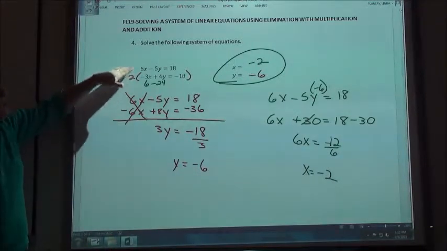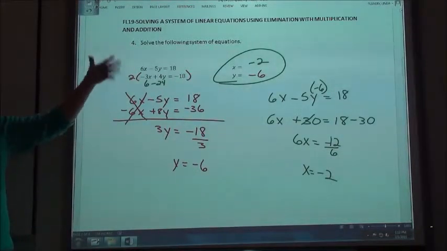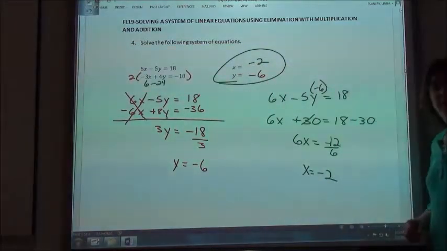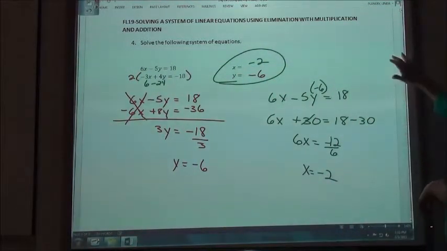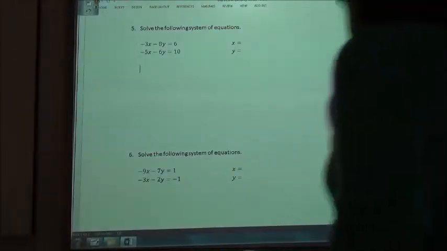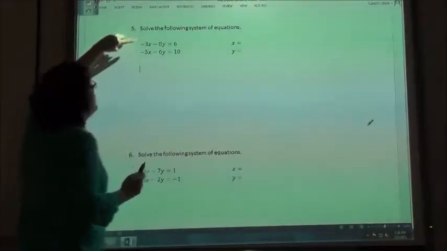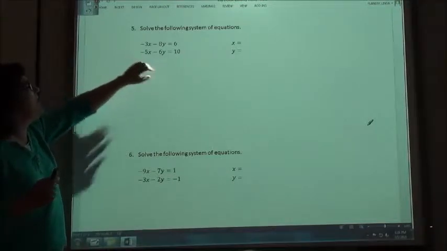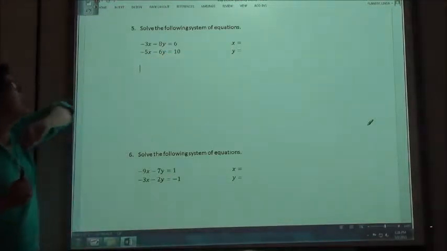So in this one, we only had to multiply one equation times something to make opposites. Sometimes you have to do both. Got this one all written down. So number 5 wants us to solve the system of equations. We have negative 3x minus 8y equals 6 and negative 5x minus 6y equals 10.